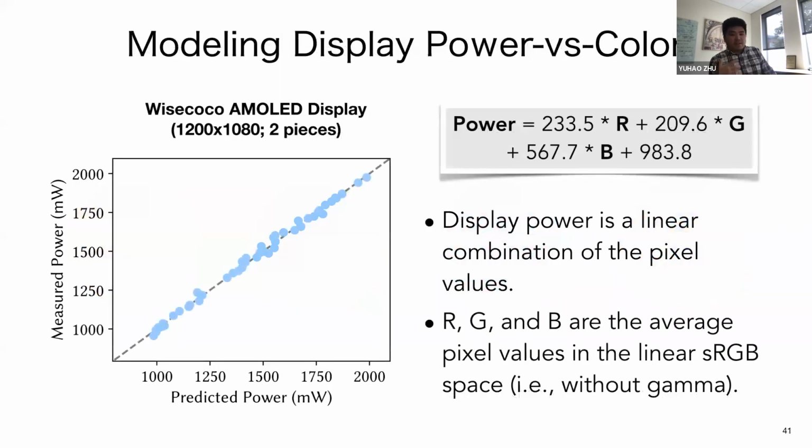It turns out that there is a linear relationship, or we can regress a linear model to estimate the power consumption from the R, G, and B values. The intercept is the circuit power, think of it as the idle power. Even if the display is not emitting any light, even if the display is black, it still consumes power because you have peripheral circuitry that consumes power. And so we're able to build a power model from color information.